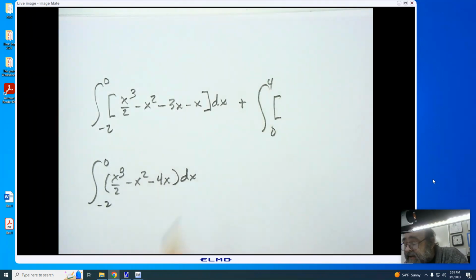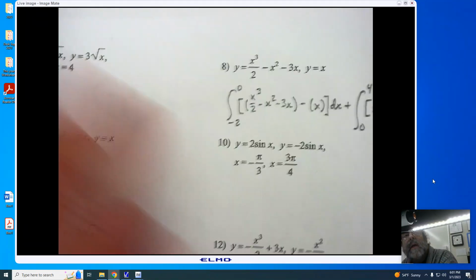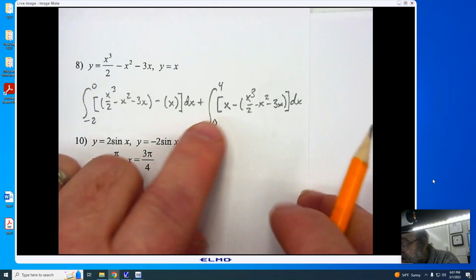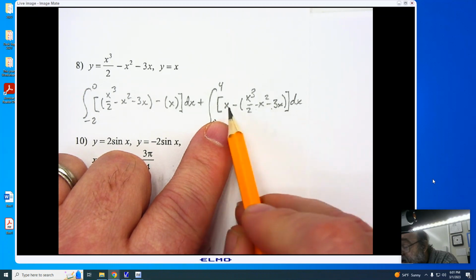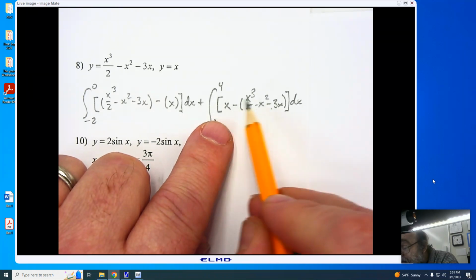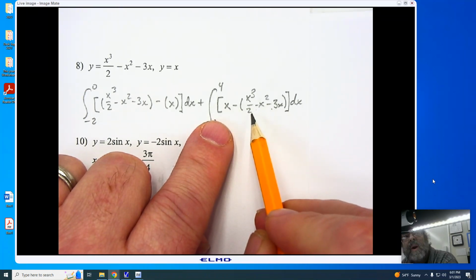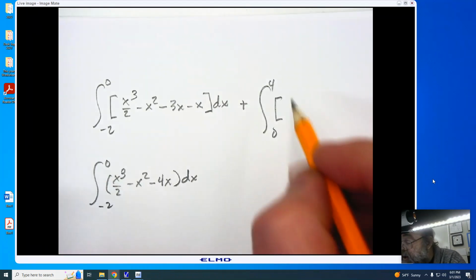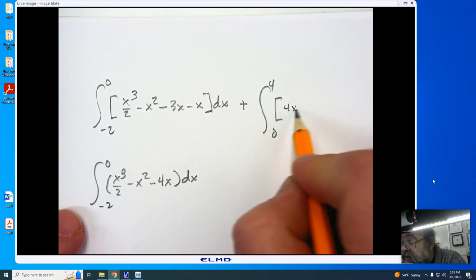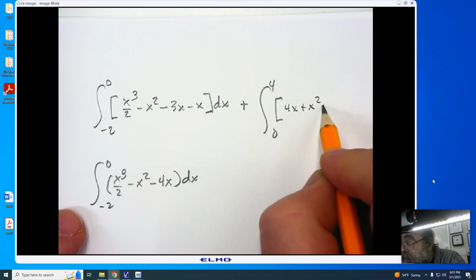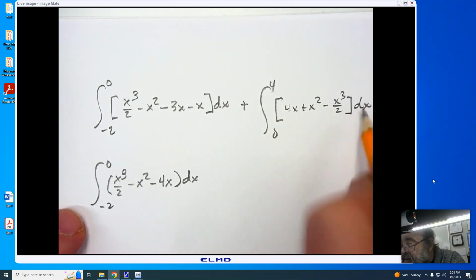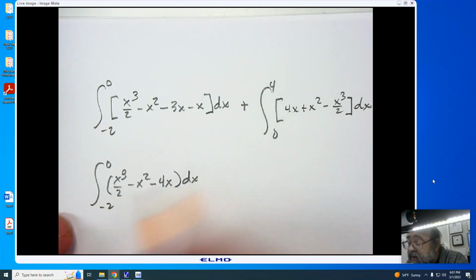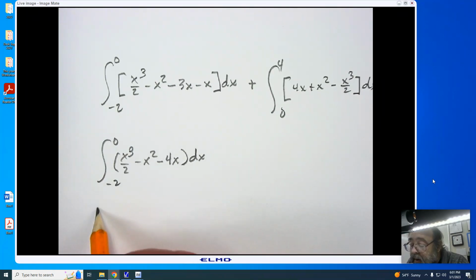Now, because it has that minus in it, okay, let's just remind ourselves. That minus is going to have to distribute, so I'm going to have a 4x plus x squared minus x cubed over 2 when I distribute and add like terms. That's a 4x plus x squared minus x cubed over 2 dx. Now, these are the two pieces that I'm going to want to integrate.